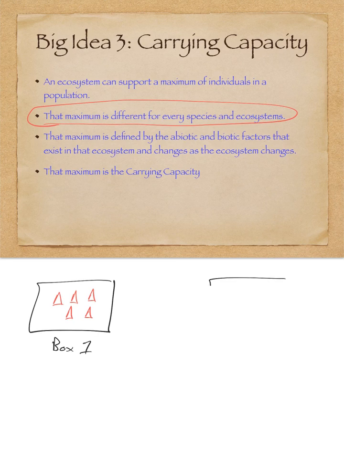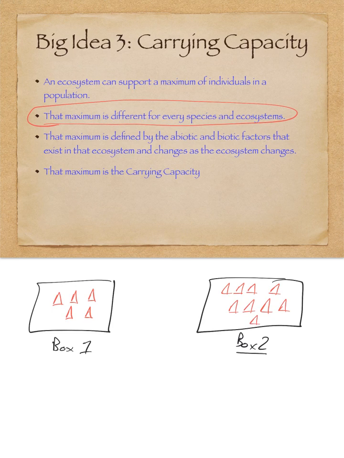But in box 2, maybe it has more food. There's a larger food supply in box 2. Or there's more water, there's more air. Or box 2 is just bigger. So maybe instead of having just 5, limited to 5, maybe box 2 can hold 10. So that's the concept of carrying capacity. Here you have the same species, but the environment's different. This environment can hold, box 2 can hold more, where box 1 can hold less.